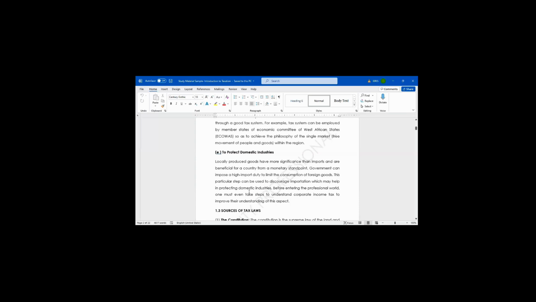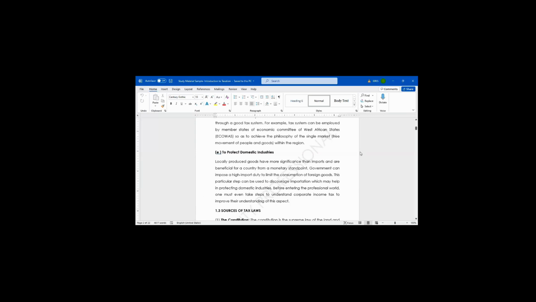By doing this, it will discourage people from trading through foreign currency. It will discourage people from buying goods in foreign currency. They will prefer to buy with local currency. By virtue of that, our local currency will have more value against the foreign currency. So to protect or preserve local currency is one of the objectives of taxation.